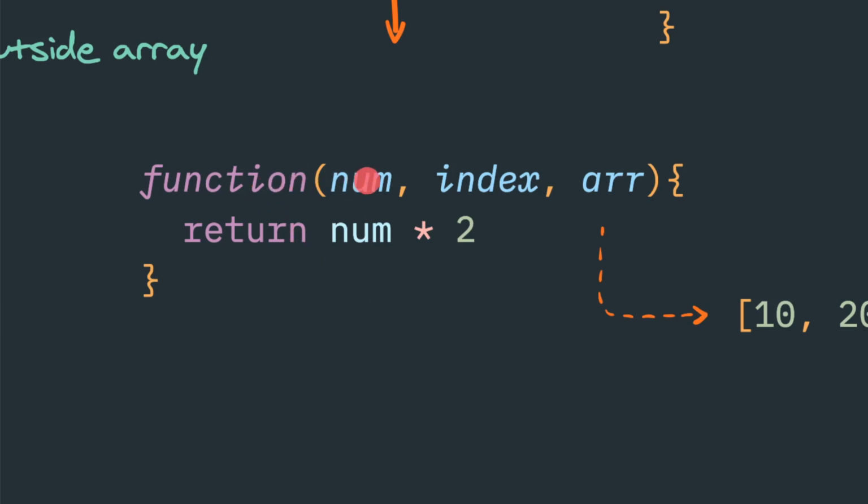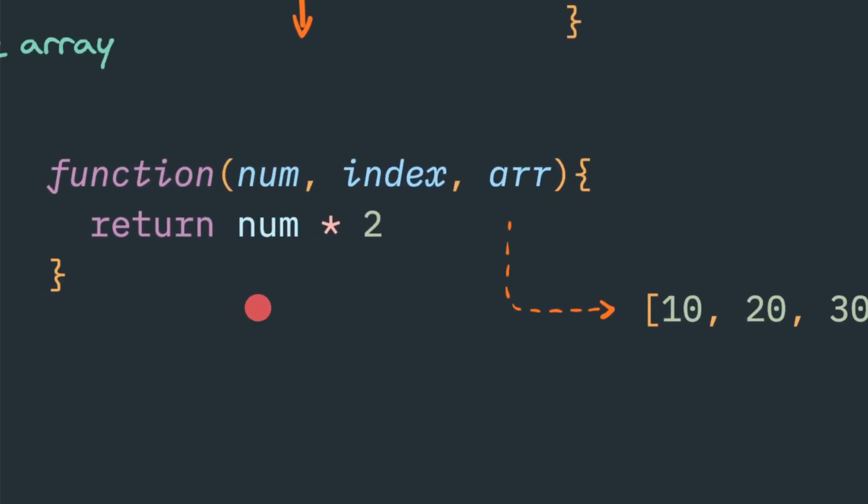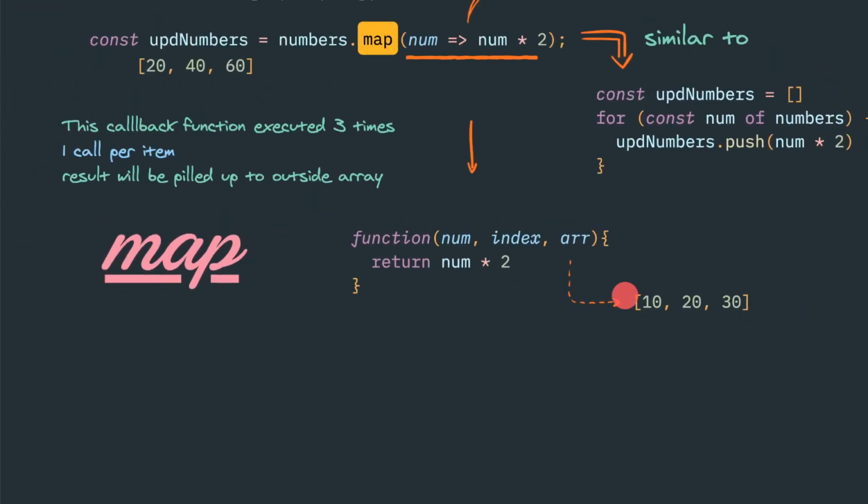For example, this call by function takes 3 arguments. One is number, another one is index, and the third one is array. Array? What does it mean? It is the original array, but why are you passing it all the time? That's what you may need, right? So number will contain the individual values, for example 10, 20, 30. Index will contain 0, 1, 2, and array, each and every time, if you need it, will be available at your doorstep.